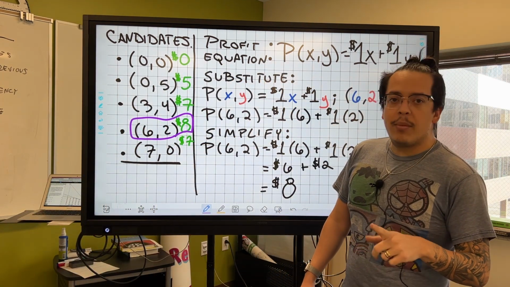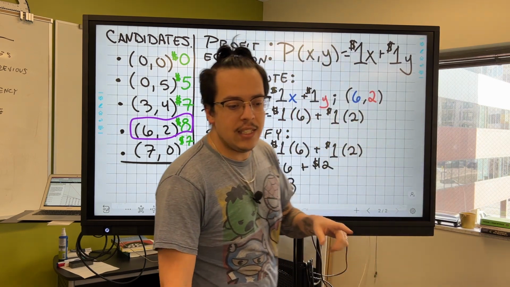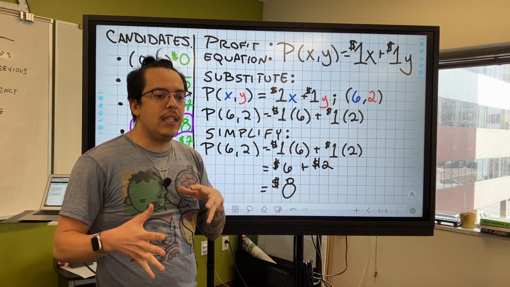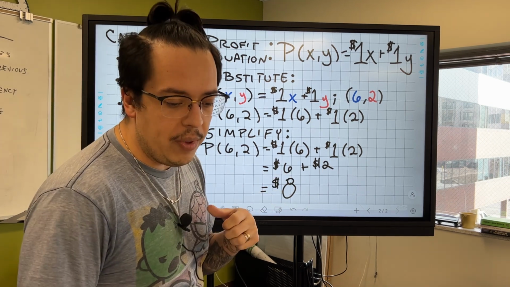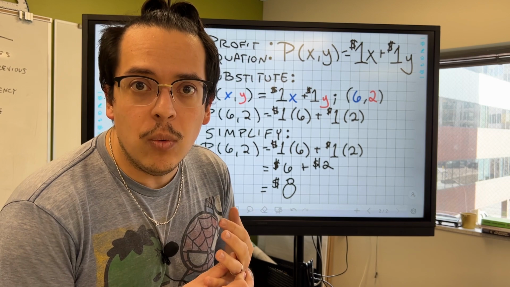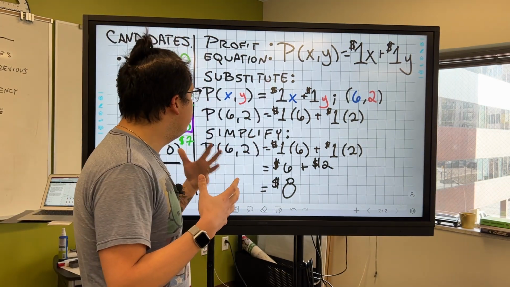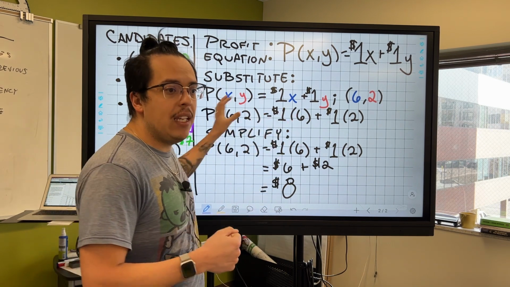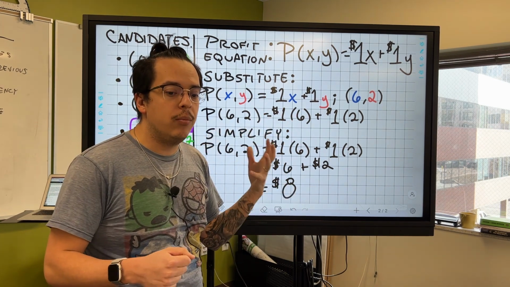So what I'm going to do is wrap it up here. I'll make one more video in the case where Auto makes $2 profit on trucks and $1 profit on cars. And we'll test the same 5 points. And we'll see if what we get here matches what we learned before.